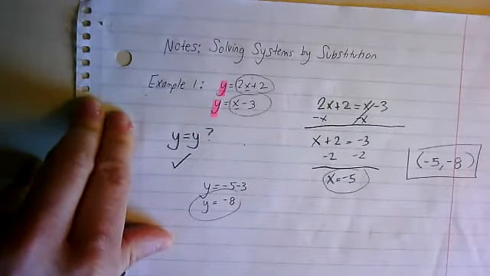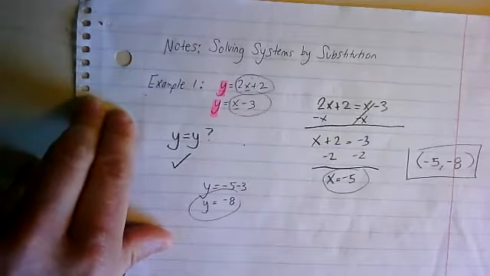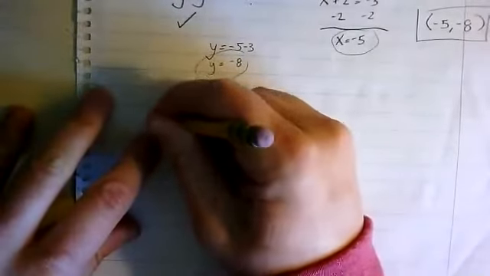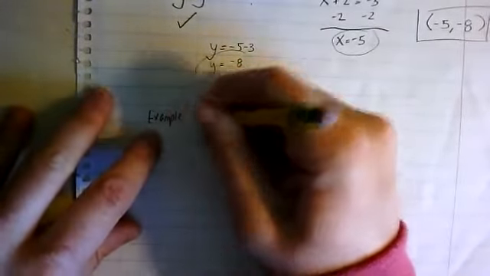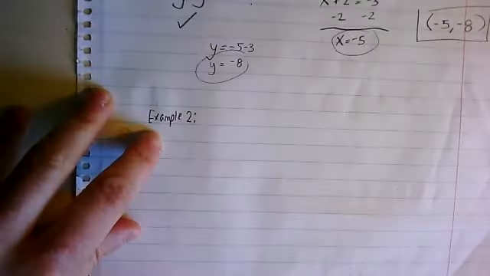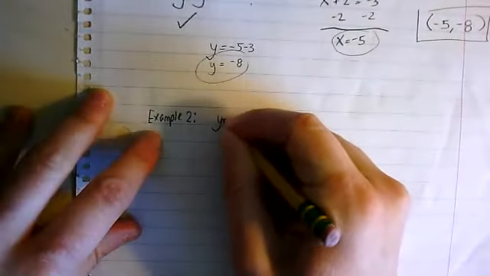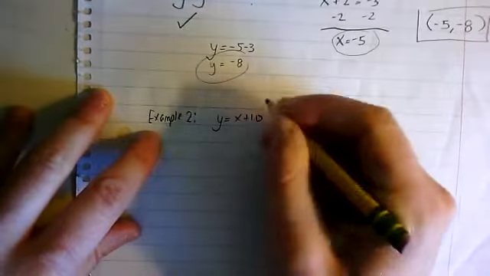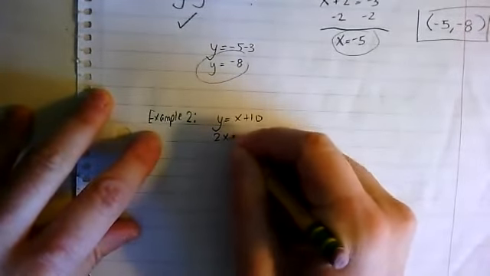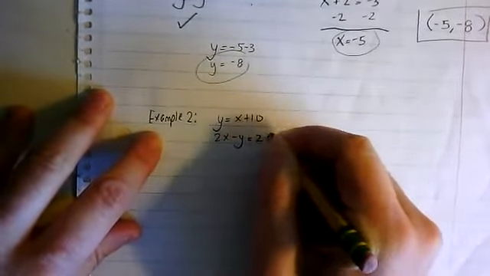Okay, so I'm going to run through 3 more examples with you guys just so you can get a feel of the types of problems you'll be seeing. Okay, and then that'll be it with notes today. So if I give myself some more space here, you guys can write down example 2. And the 2 equations we're going to use are y is equal to x plus 10, and then 2x minus y is equal to 20.